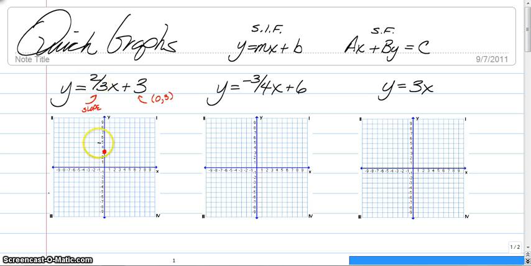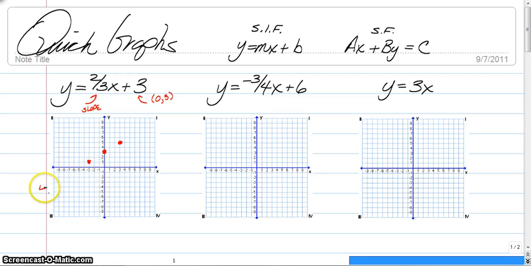Slope is rise over run, so we're going to jump up 2, we're going to jump to the right 3. Remember, when you are graphing, I mentioned before that we read left to right, so let's continue to read left to right. If you want to go backwards, you just have to change it. So instead of going up 2 and right 3, you go down 2 and left 3. That'll get you another point. So down 2, left 3.